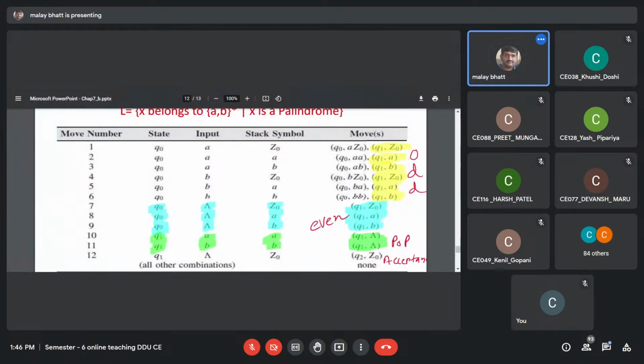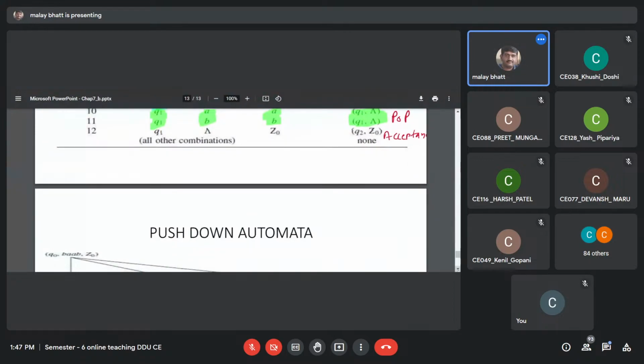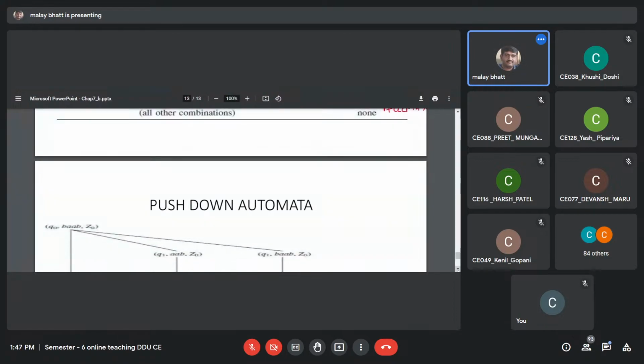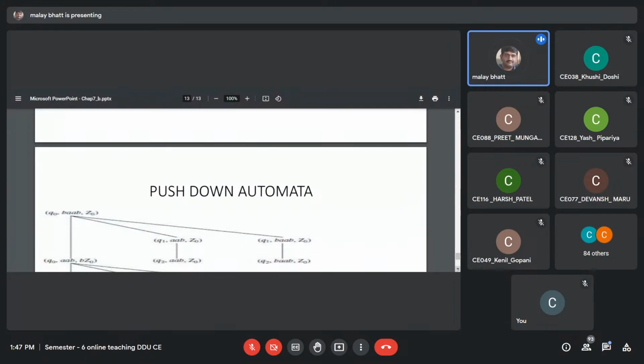Rule 10 and 11. They are pop rules. The rule number 10 and 11 are the pop rules. And last rule number 12, it is for acceptance. It is for acceptance. So we can see that there are total 12 rules. Okay, so now, yes, can anyone explain this first part?